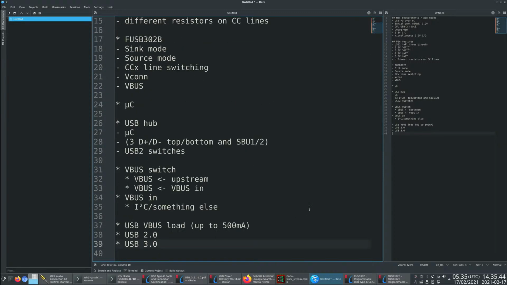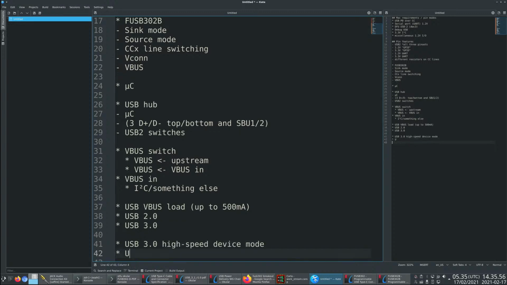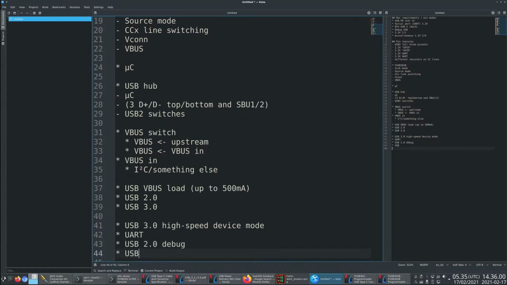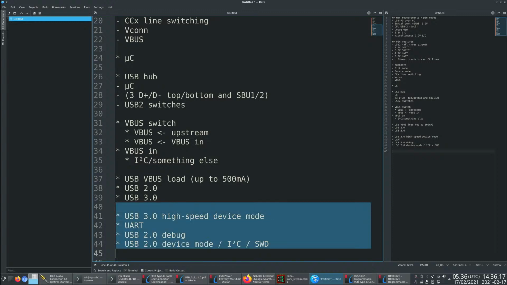So with the right cable and in the fullest configuration, you could simultaneously have USB 3.0 high-speed device mode on the Mac, and a UART, and a USB 2.0 debug link, and the USB 2.0 debug device mode, though I'm not sure if they can actually do 3 and 2 at the same time. It probably can't, but you could reroute these pins to also do, instead, say, for example, one of the I2C buses, or SWD, even. So you could have some very nice combinations of things going on at the same time.